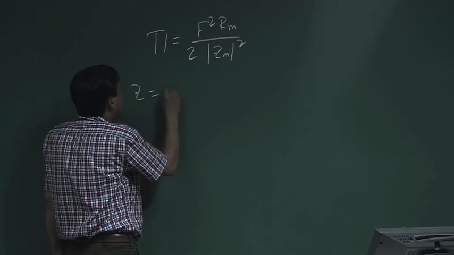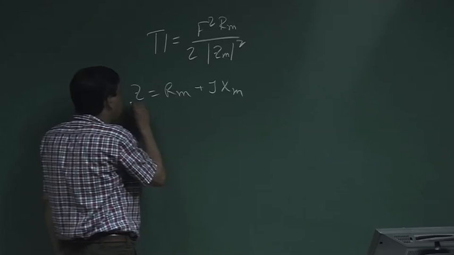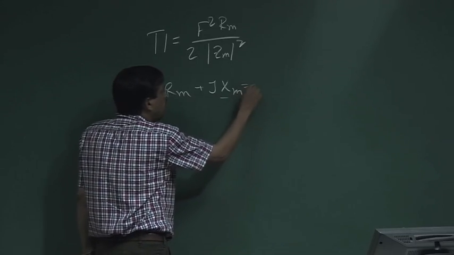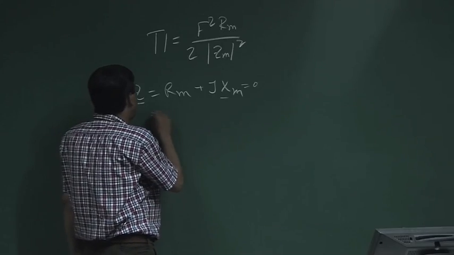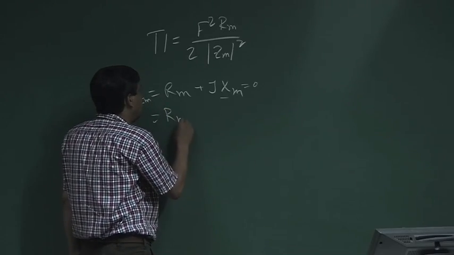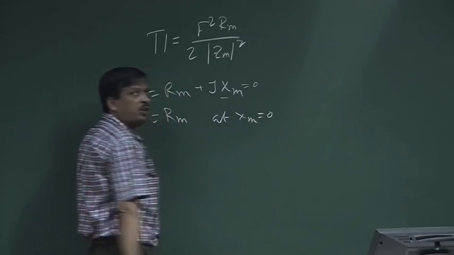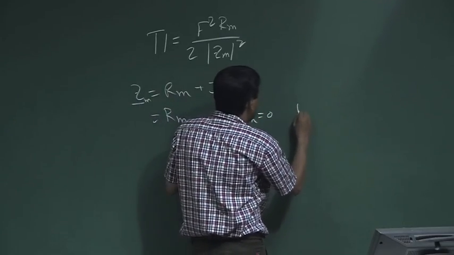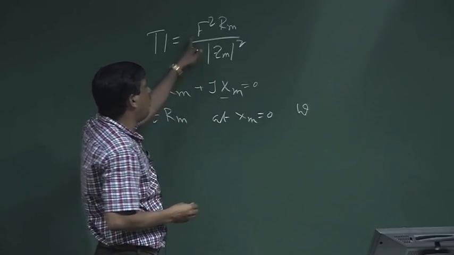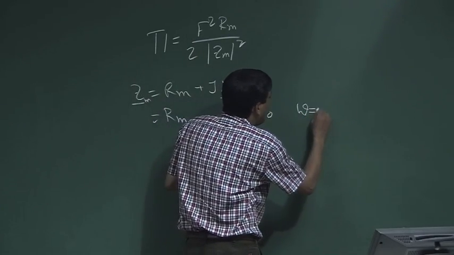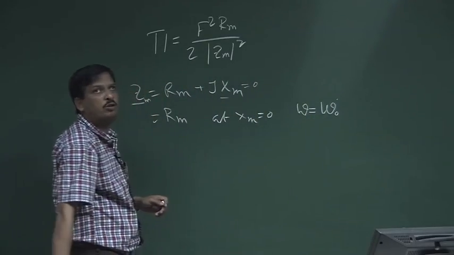and Z_m is nothing but R_m plus j X_m, and Z_m will be minimum if X_m is equal to 0. So that means Z_m is equal to R_m at X_m equal to 0. When will X_m be equal to 0? X_m will be 0 if the force frequency is equal to the natural resonance frequency of the system, omega equal to omega 0.